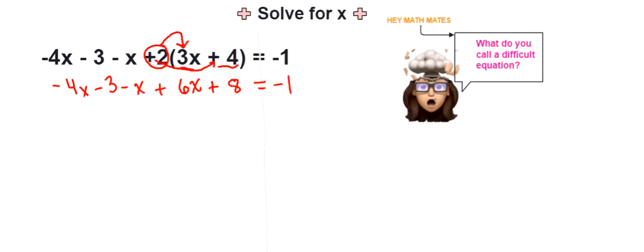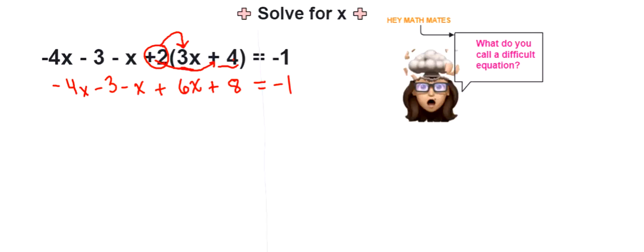So does everybody see what I did there? I took the 2 on the outside of the parentheses and distributed it through. 2 times 3x is +6x. 2 times 4 is +8. Now, on this left side, there's a lot going on, and we need to bring it down. How many terms? I've got 1, 2, 3, 4, 5 terms on the left side. We don't want to start moving anything onto the other side of the equation until we're down to at most 2 terms. So we've got some work to do on this left side.